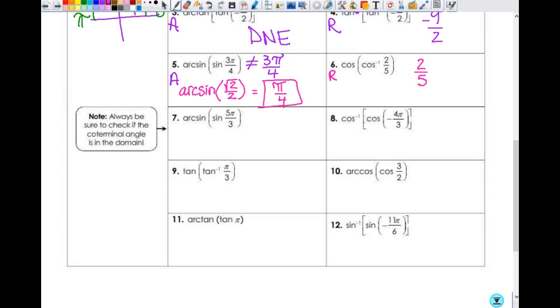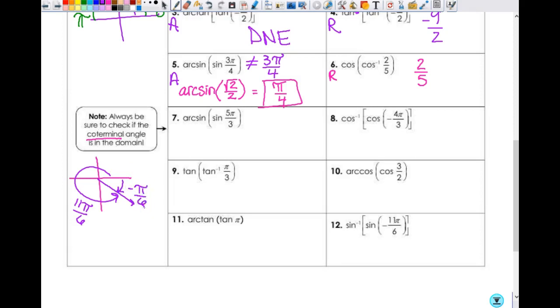Now, you can see, here's this little thing. It says, always be sure to check if the coterminal angle is in the domain. Let's review what coterminal angles are. Remember when I said you have an angle that's like 11 pi sixths, right? So I can say this angle here, this is 11 pi sixths. Does that look about close, or at least we can assume? Okay, so a coterminal angle would be this, and it would be negative pi sixths.